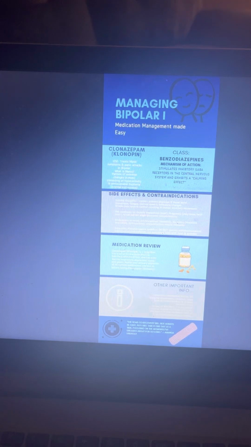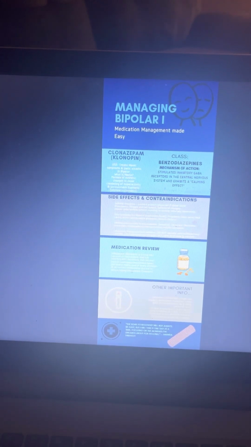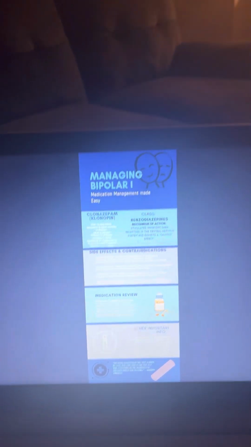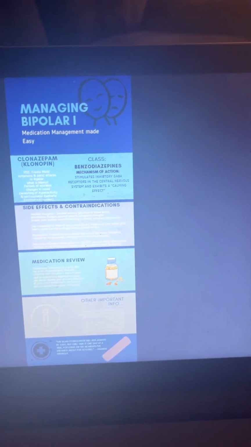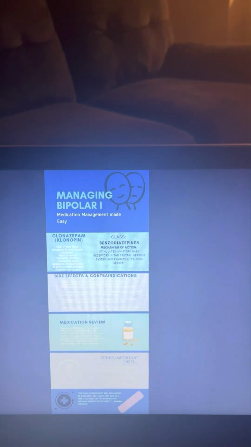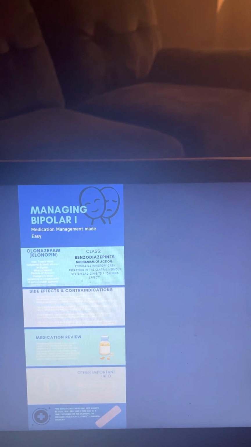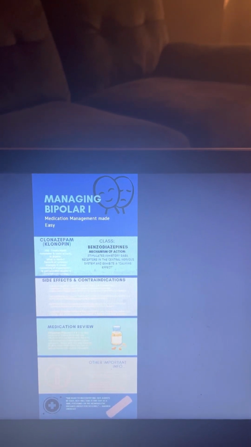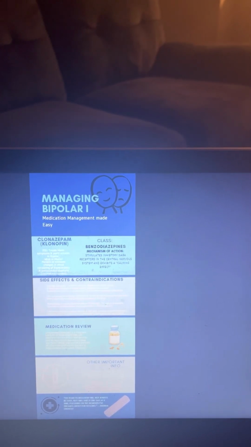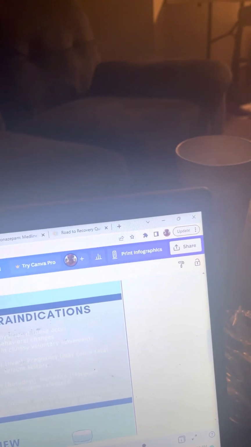I made sure all my headings and subheadings were capitalized or in text that they could read, identify and understand what I'm trying to get across here. So I just said, managing bipolar 1, medication management made easy. Just simple steps as to what your medication is about, how to take it, what side effects you need to look out for, signs of toxicity, suicide ideation side effects, things of that nature. So when we hop into it, I'm just going to get out of that view so you can see it a little bit closer.